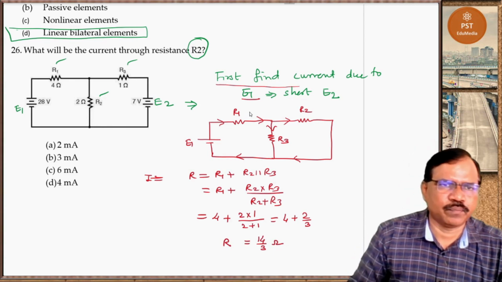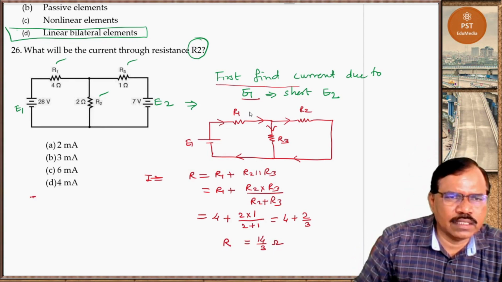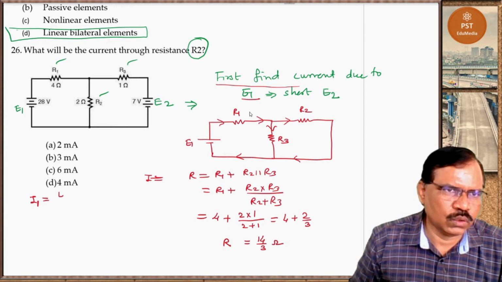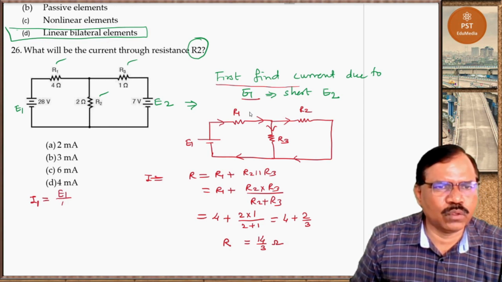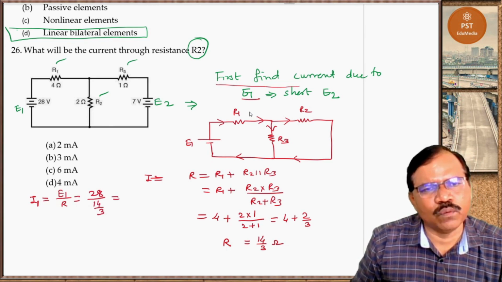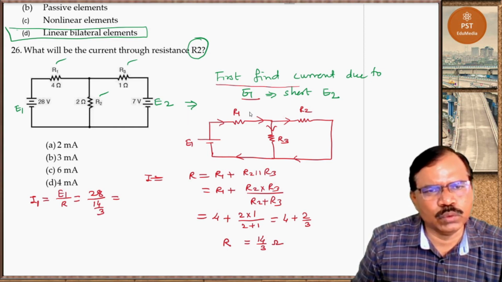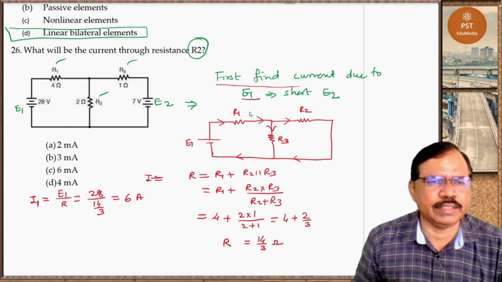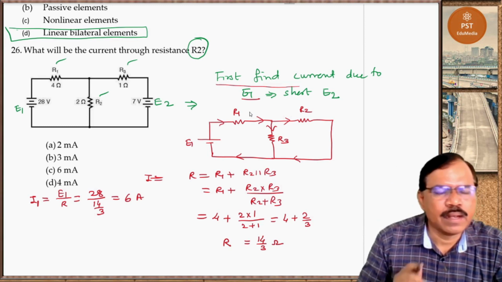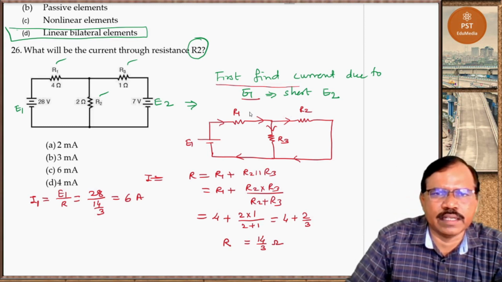This is R. So what is the current? The total current due to E1, we will call that I1. So I1 is E1 upon the total resistance. E1 is 28 divided by 14 by 3. If we calculate this, 3 will go up, 28 by 14 is 2, into 3, that is 6 ampere. Now 6 ampere is the total current here.